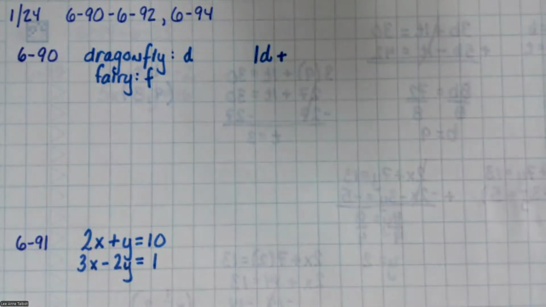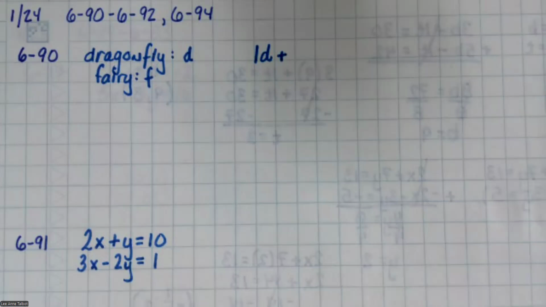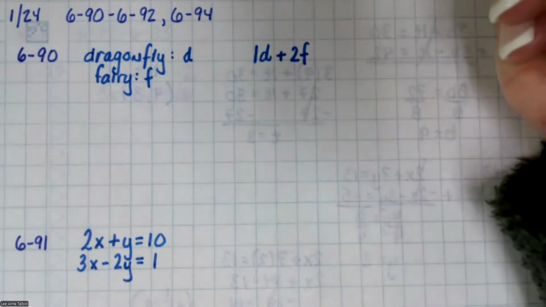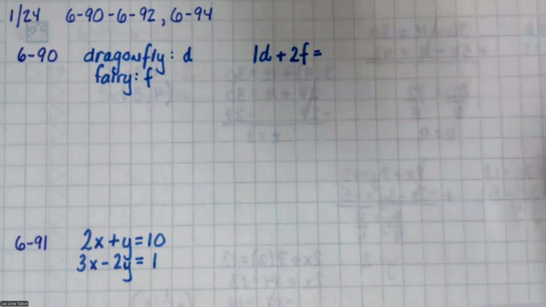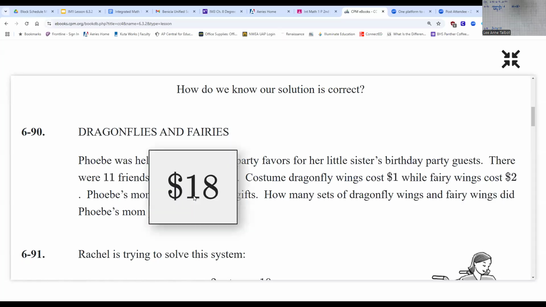And fairy wings cost $2. $2 for fairy wings. And what was the total cost? $18. So right now you should have 1D plus 2F equals 18.